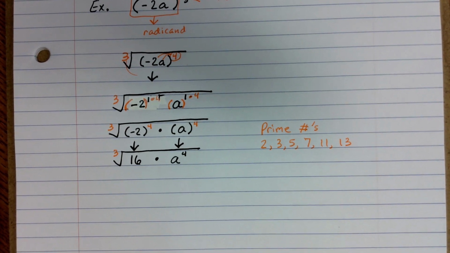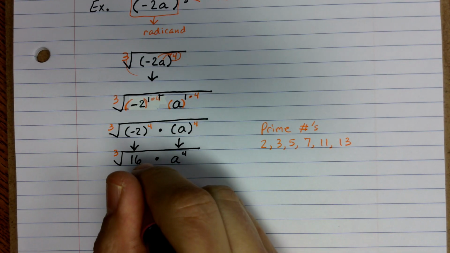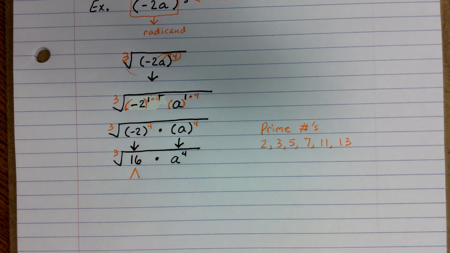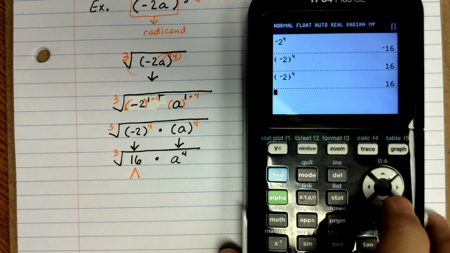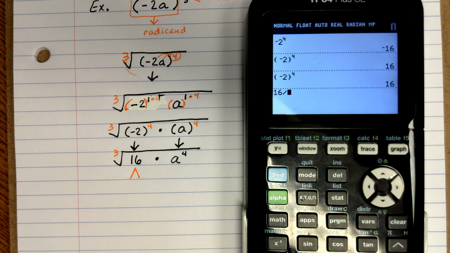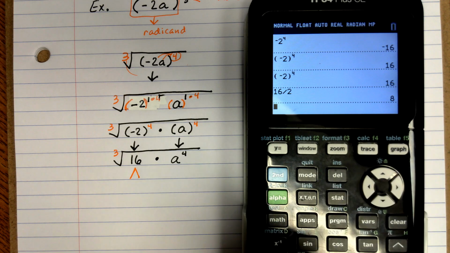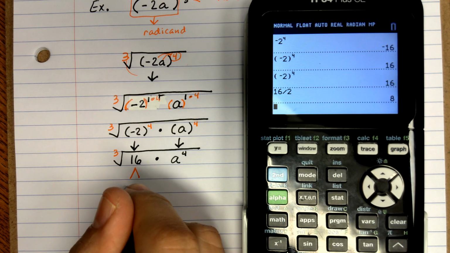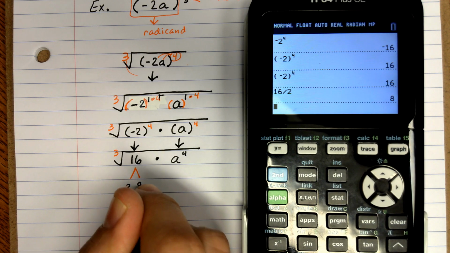So I'm going to show you what I mean by that. I'm going to break this 16 up. And I don't know what all numbers can go into it, but 2 is always the number that I like to start with. And so I'm going to go ahead and do 16 divided by 2. And notice it'll go in 8 times. So I can say my factors of 16 are 2 and 8.